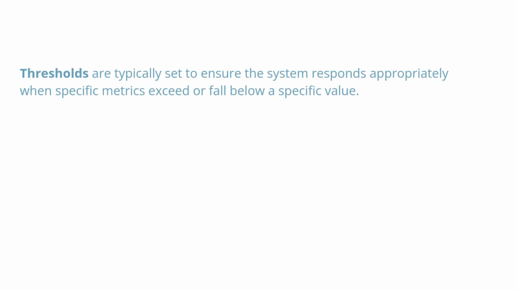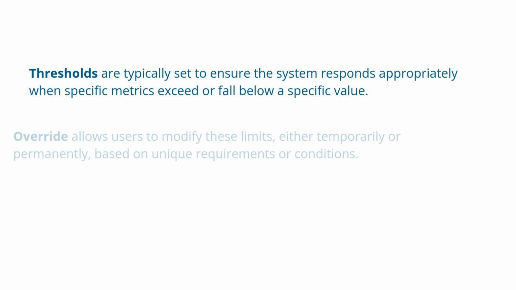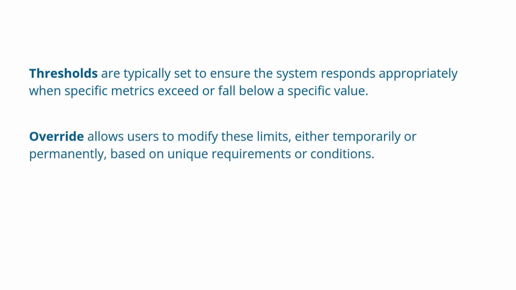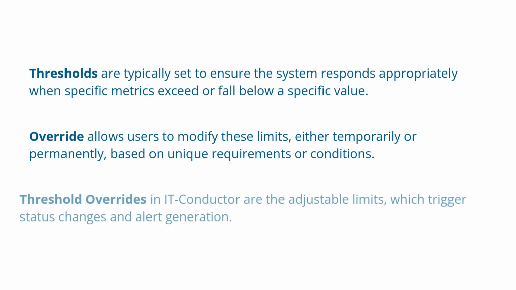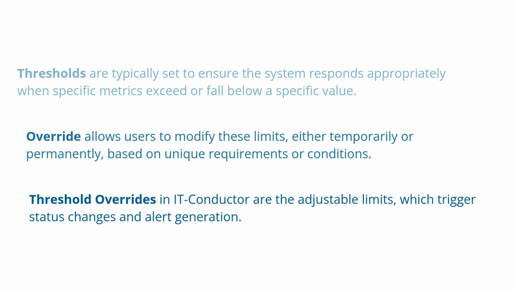In a monitoring context, thresholds are typically set to ensure the system responds appropriately when specific metrics exceed or fall below a specific value. On the other hand, an override allows users to modify these limits, either temporarily or permanently, based on unique requirements or conditions. In IT-Conductor, we refer to these adjustable limits, which trigger status changes and alert generation, as threshold overrides. Let's get started.